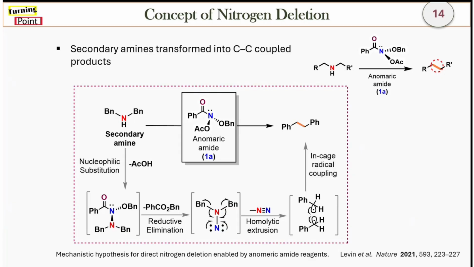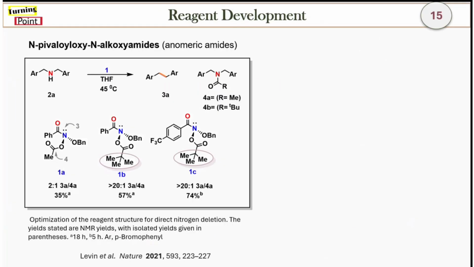What do I mean by in-cage? In-cage means that both radicals are enclosed in a solvent cage. Here the solvent is acting as a cage. That's why it forms the CC coupled product by in-cage diradical coupling. After developing this reagent, they started optimizing it. In the first case, when they took the simple 1a anomeric amide, they got only 35% of their desired product, and the major product was this side product. In this case, we can see there is a possibility of attack of the nucleophile at both centers, either at this carbonyl center or at this nitrogen center.